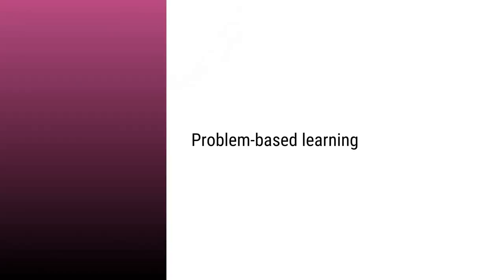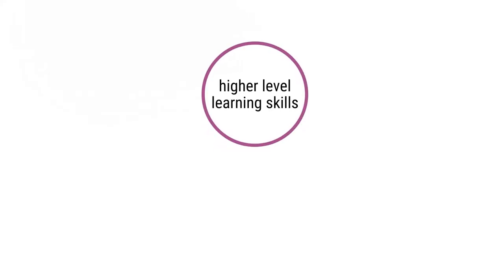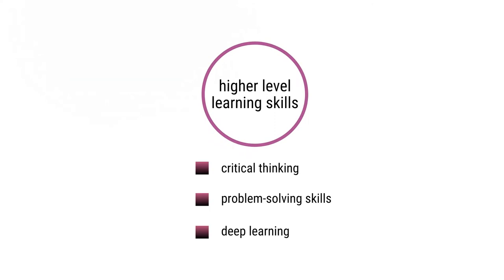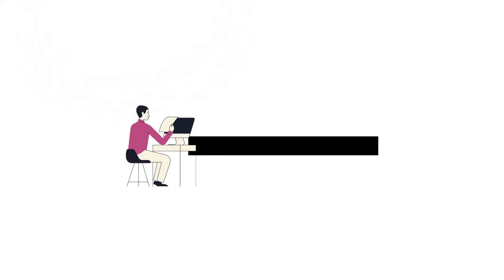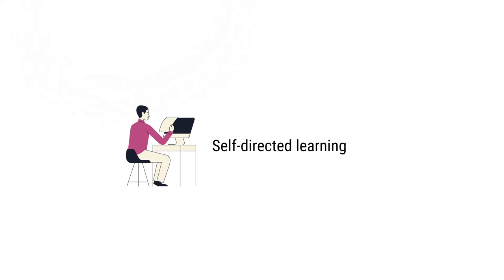The third approach that we shall be discussing is the problem-based learning approach. In problem-based learning, what happens? The focus is on higher level learning skills such as critical thinking, problem-solving skills, and deep learning. Problem-solving encourages self-directed learning as it requires the students to be responsible for their own learning, with the teacher acting as a facilitator of learning. This is the highest mode of learning.